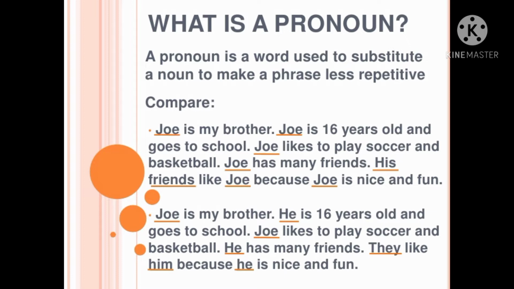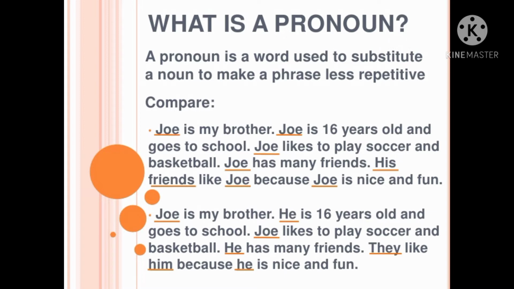Now students, you tell me, while reading this paragraph, aren't you finding something very awkward? Like this proper noun Joe has been used here several times. Now let's have a look at the second paragraph and let's see what's there. Joe is my brother. He is 16 years old and goes to school. Joe likes to play soccer and basketball. He has many friends. They like him because he is nice and fun.